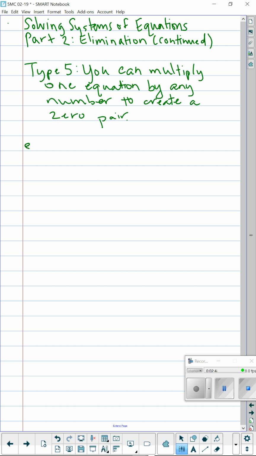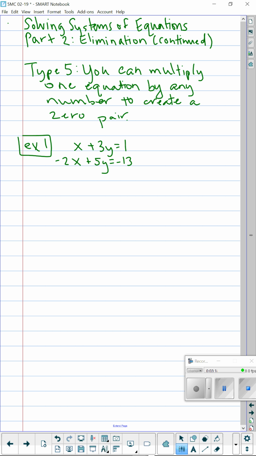So we're going to start off with a relatively easy example. Example 1 is x plus 3y equals 1, and -2x plus 5y equals -13.